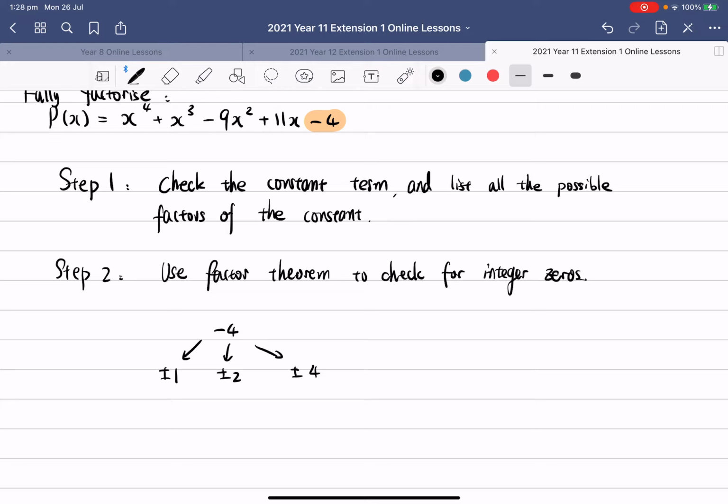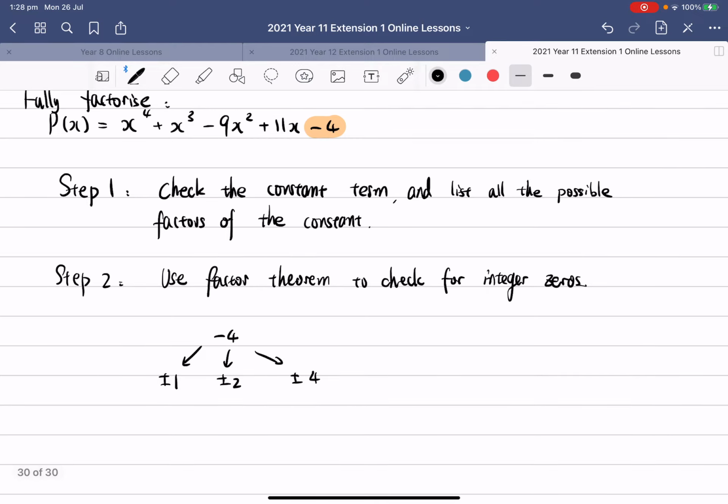Usually, the question is designed so that in the first couple of times when you check, you do get the answer straight away. So you always start with a small number. You always start with 1 and negative 1. That's my suggestion that I want to give to you. Always start from 1 and negative 1.